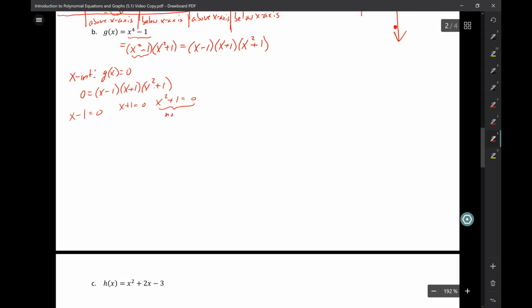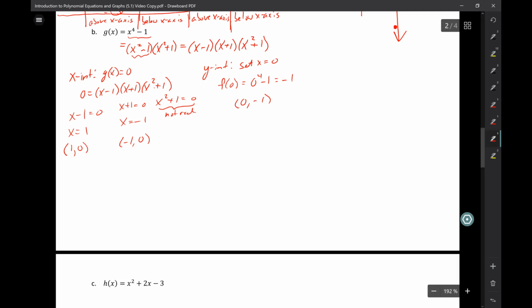Now this one right here is not going to give us real solutions or zeros. This is a complex solution, but that's not going to help us when graphing. Therefore, this is not real, but the others give us x equal to 1 and x equal to negative 1. Therefore, our x-intercepts are (1, 0) and (negative 1, 0). The y-intercept is when you set x equal to 0. So f of 0 equals 0 to the 4th minus 1, which gives us negative 1. So the y-intercept is (0, negative 1).